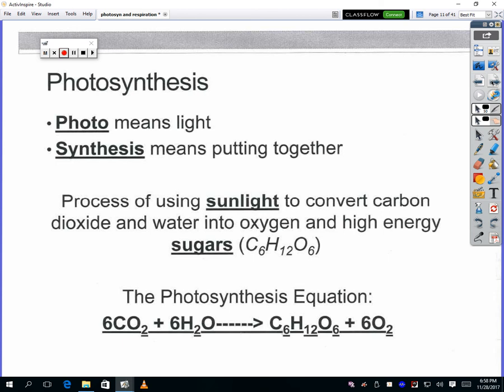So let's talk about photosynthesis for a few minutes. Photo means light, synthesis means putting together or making. So this is the process of using sunlight to convert carbon dioxide and water into oxygen, and a very important high-energy sugar you really need to know at this point, called C6H12O6, also known as, and please write it, glucose. Glucose is one of the products of photosynthesis.